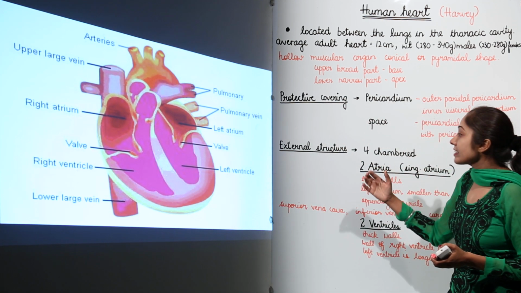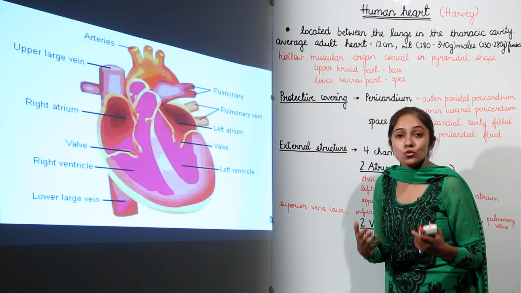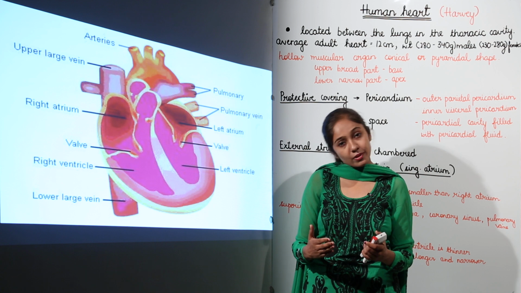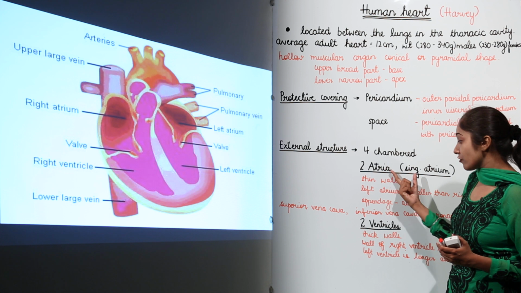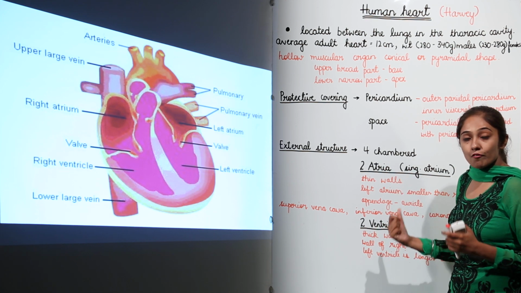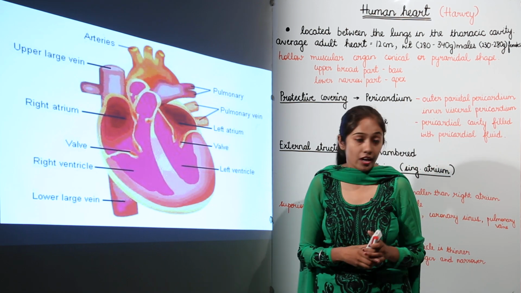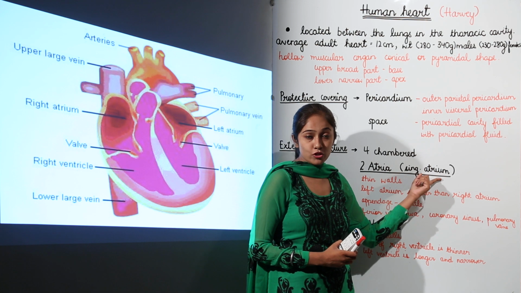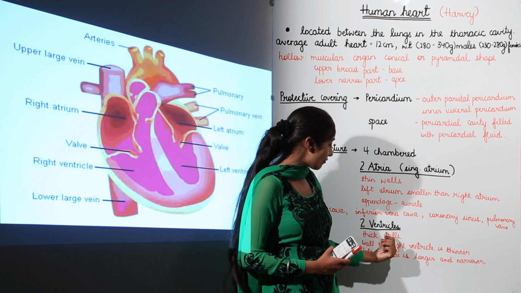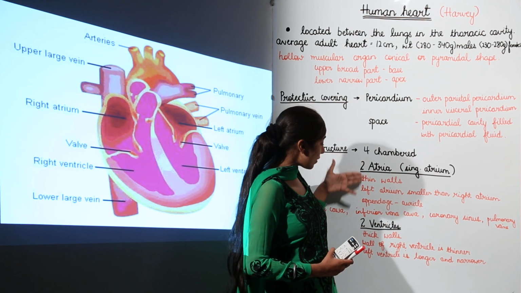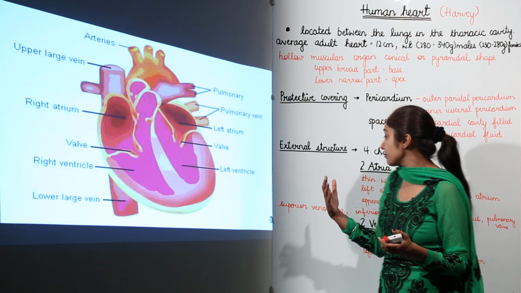Then let us discuss the external structure. Our heart is four chambered. Out of these four we have two atria and two ventricles. When you are speaking about one, you will not call it atria, you will call it atrium. So, we have two atria and two ventricles. 2 plus 2 is 4, so our heart is four chambered, because we have four chambers in the heart.